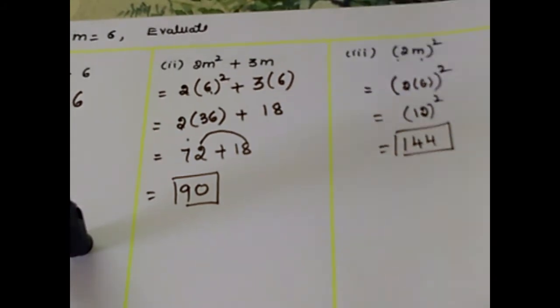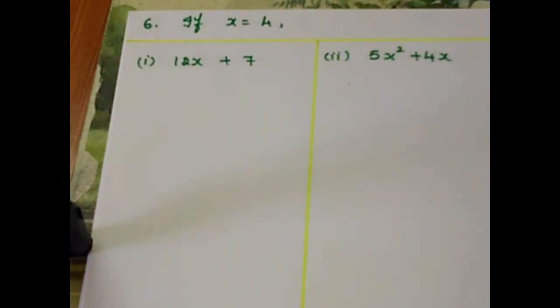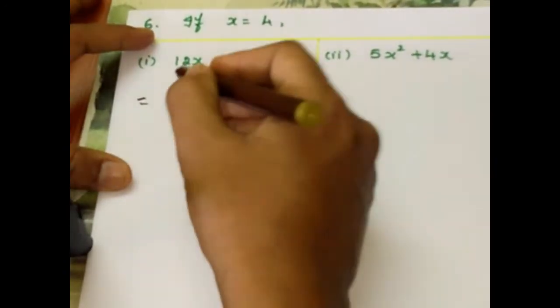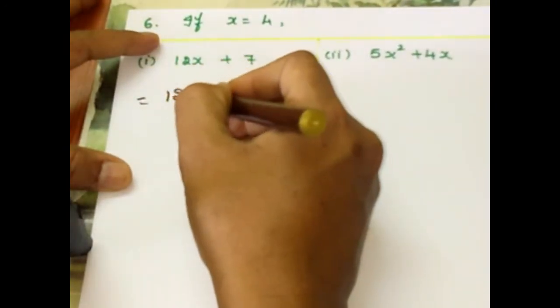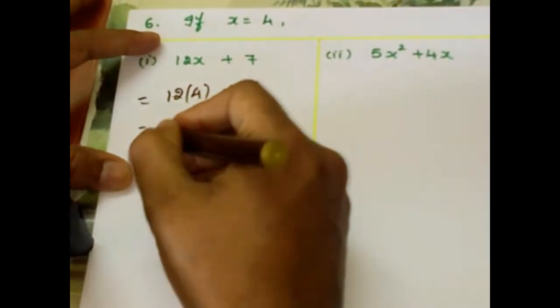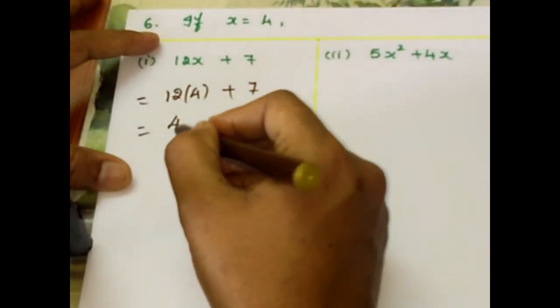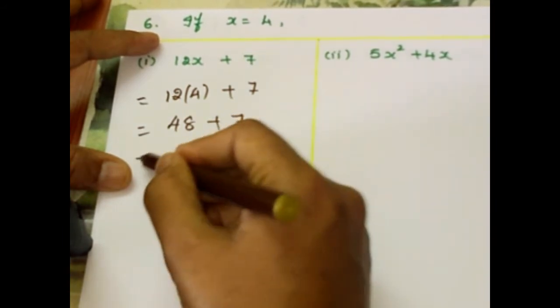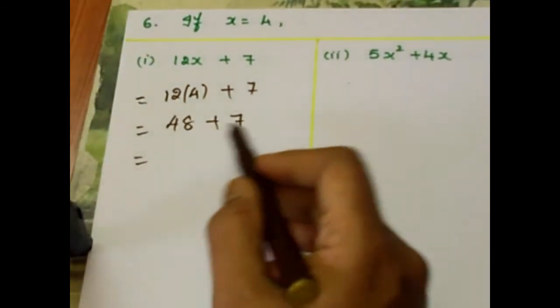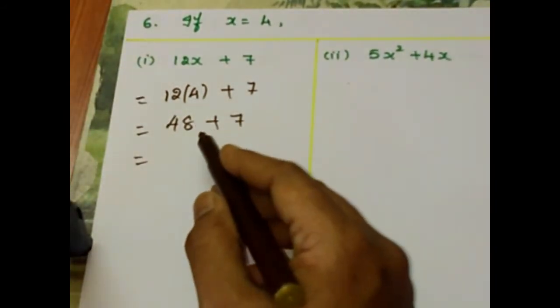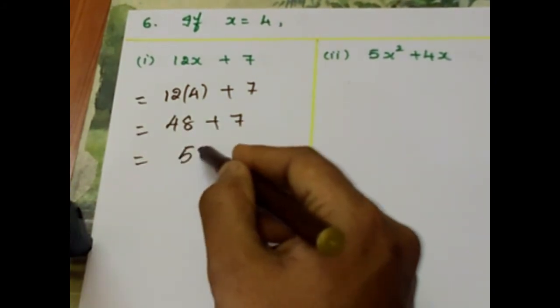Next, sixth one. 12x plus 7. So substitute the value of x. 12 into 4 plus 7. 12 4s are 48 plus 7. 48 plus 7. 48 plus 2 is 50. 50 plus 5 is 55.